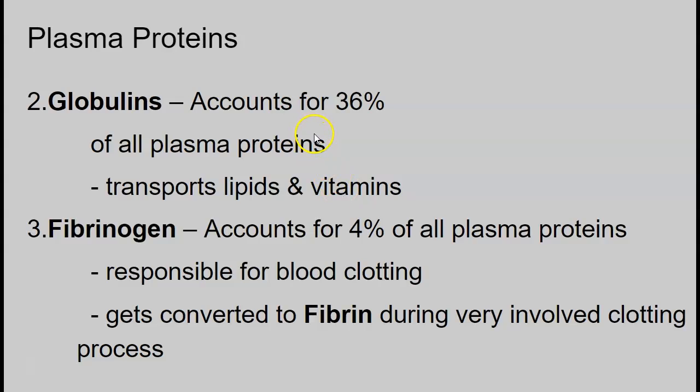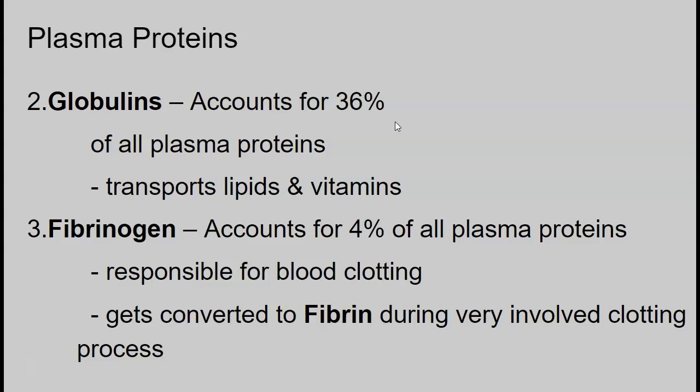Globulins are also extremely important. They make up about 36% of the proteins in your blood, in your plasma, I should say. And they're important because one of the things about water is it's great for water-soluble things. But some things aren't soluble in water, like, for example, fats and vitamins.